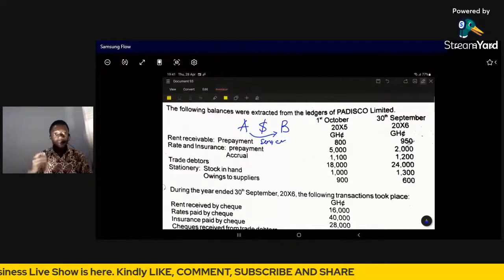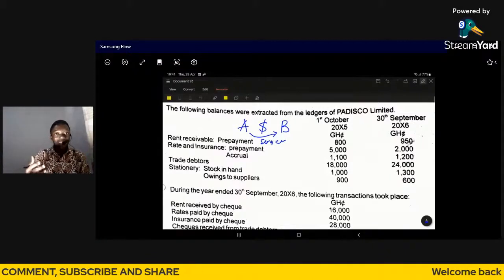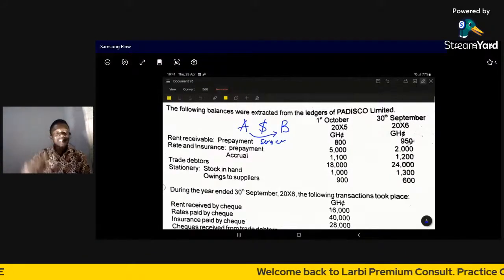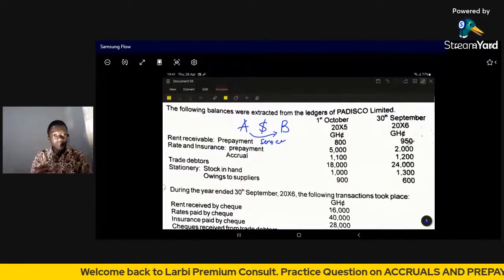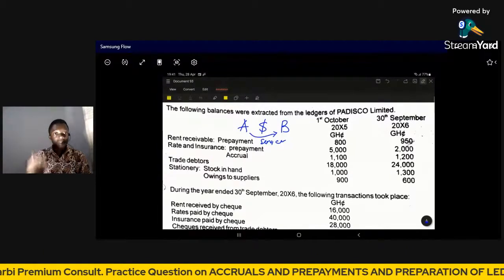That is accruals. When it comes to prepayment, it has to do with where a business entity pays a certain amount of money in advance for which they haven't yet enjoyed the benefit or the service. The benefit of that payment is going to be received in future. That's what we call prepayment.